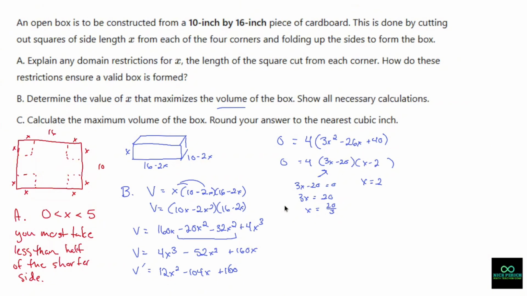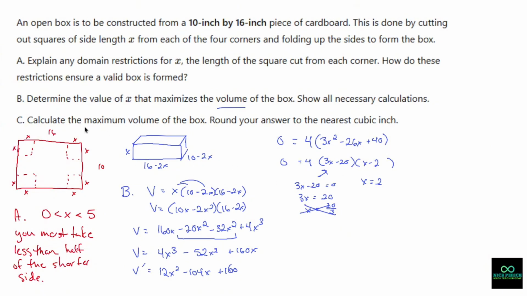Now at this stage you should be yelling at your phone or computer screen, or however you're watching this, and saying, 20 over 3 is 6.6 repeating, isn't it? Which lands outside of the domain that you're allowed to use, which means you are not an option. So this is what I have to do. I need to take my endpoints here, and this critical point here, plug them into the original problem, and see which one of these maximizes the volume.